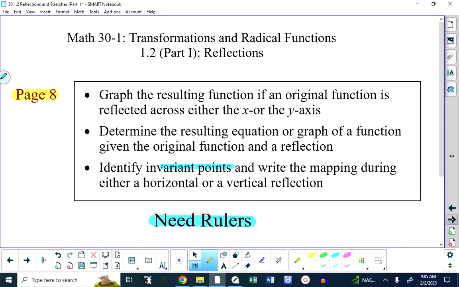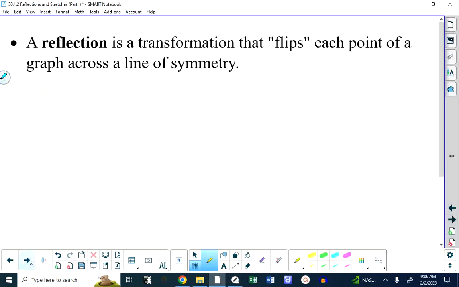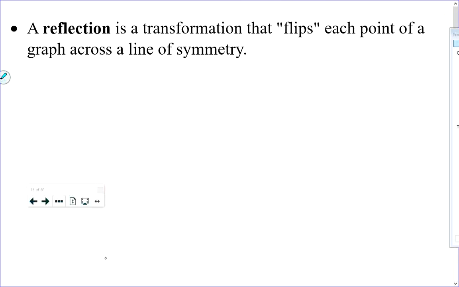And the reason why we didn't talk about that yesterday or the day before is when you take a graph and you translate it, every single item on the graph moves. Everybody moves. Nobody gets to stay where they are, but not with reflections. So to begin with, a reflection is a transformation that flips, that's just a different word for reflection, each point of a graph across what's called a line of symmetry.